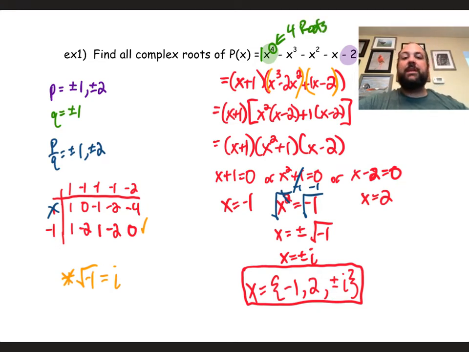So this would be an example of how complex roots work. We end up having to take the square root of a negative number, we get the imaginary, and we make sure that we have both the imaginary number or the complex number and its conjugate. Let's take a look at one more example.